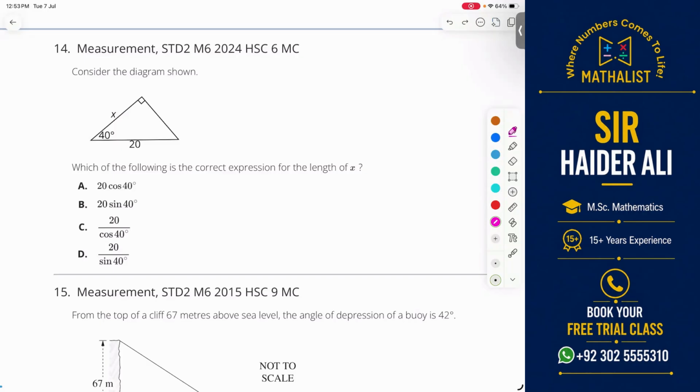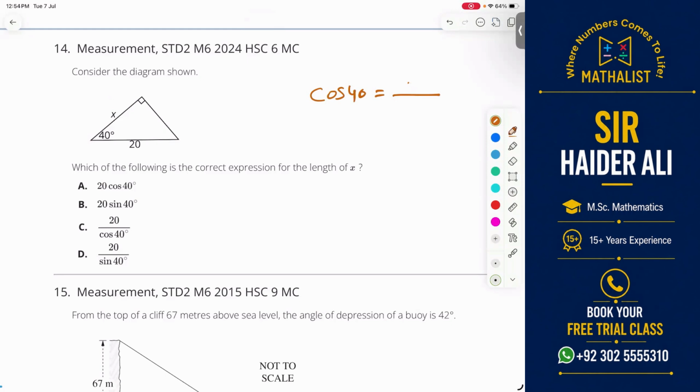Wait, I didn't get this question. Which formula will you apply, sine or cos? 40. What is the name of the side? Yes, you do cos. Cos 40, yes. Tell me the formula. Cos 40 equals 20 over x. What is the formula?